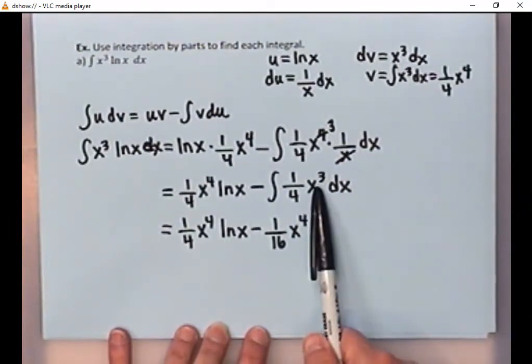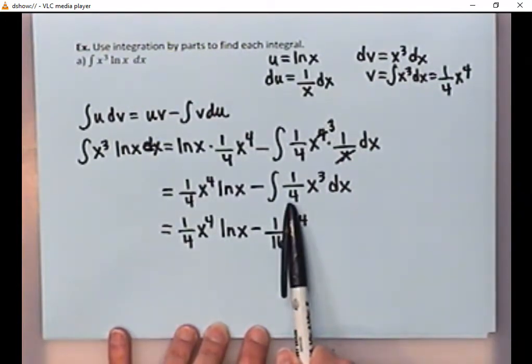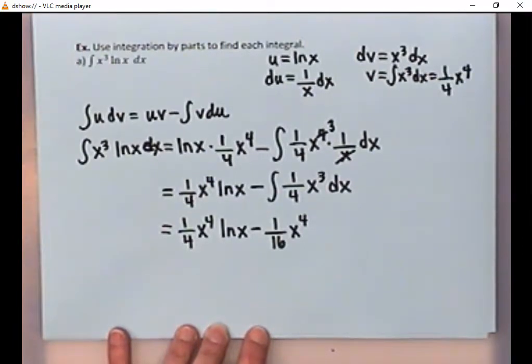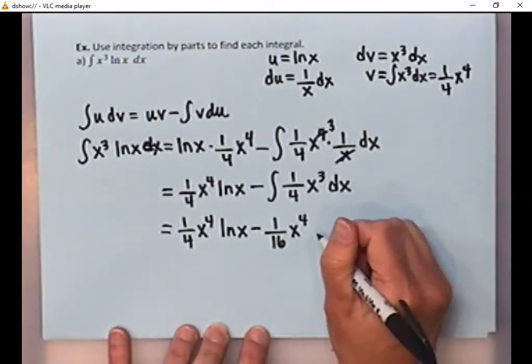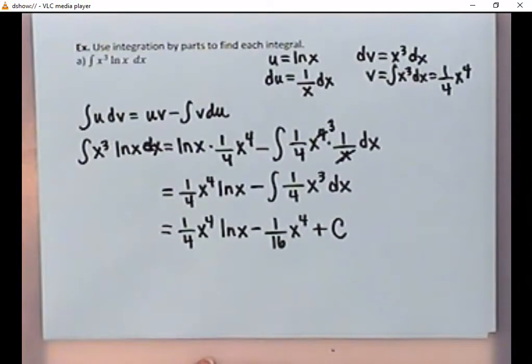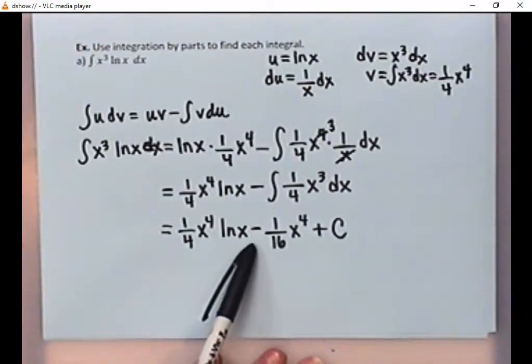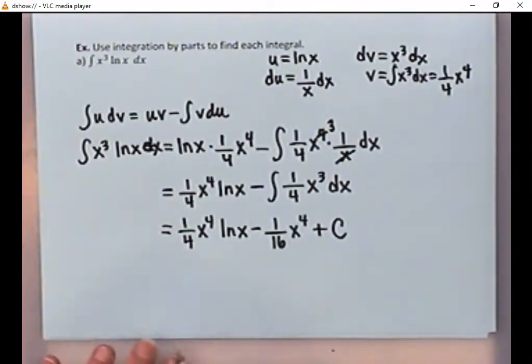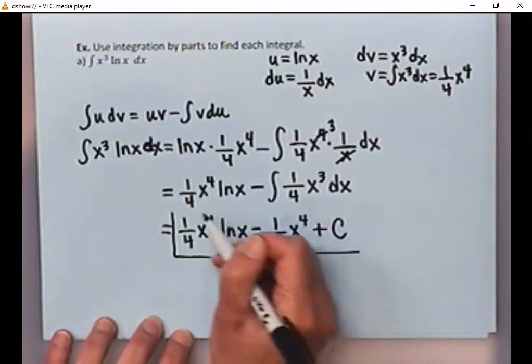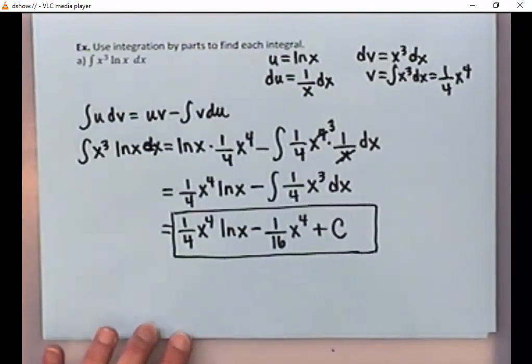So remember, you add 1 to the power, and that makes it 4, and then you divide by another 4, so 4 times 4 will give you 16. And this at the very end is when we put on the plus c. Okay, so we get 1/4 x to the 4th ln of x minus 1/16 x to the 4th plus c. And that's your final answer.